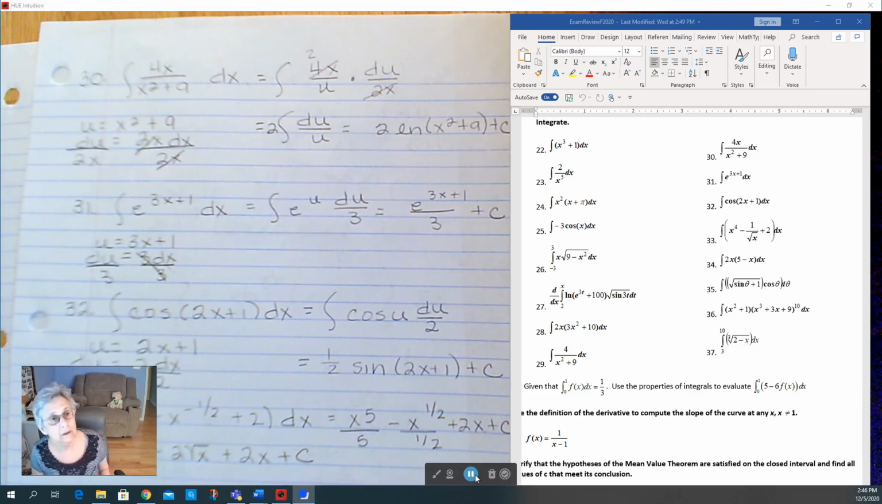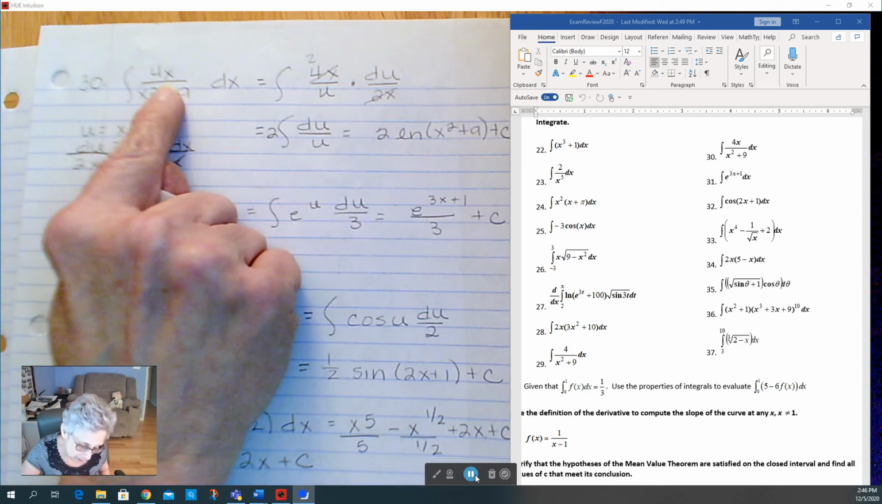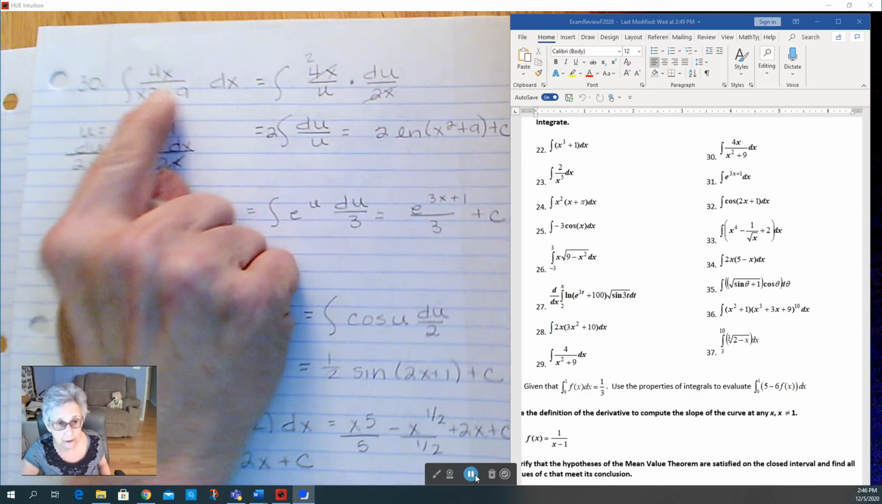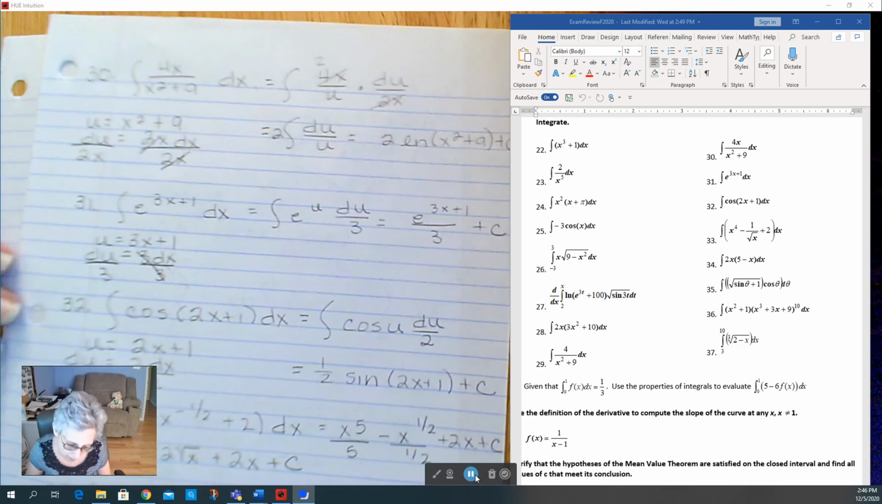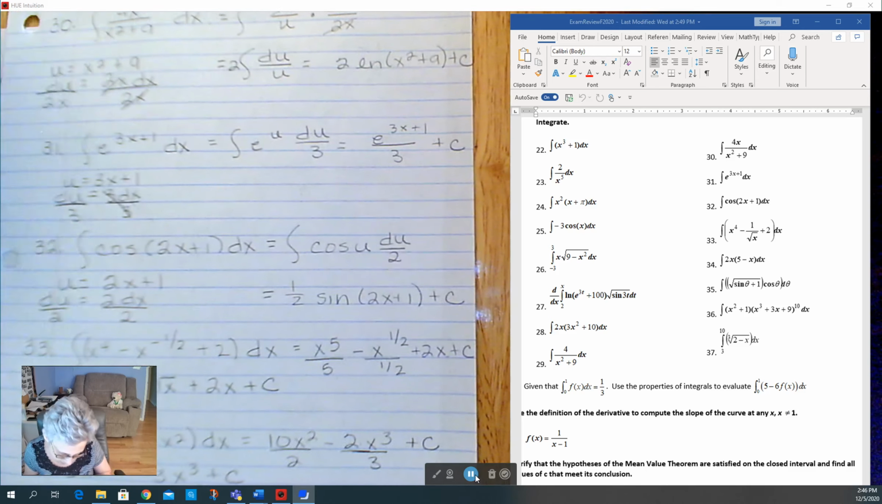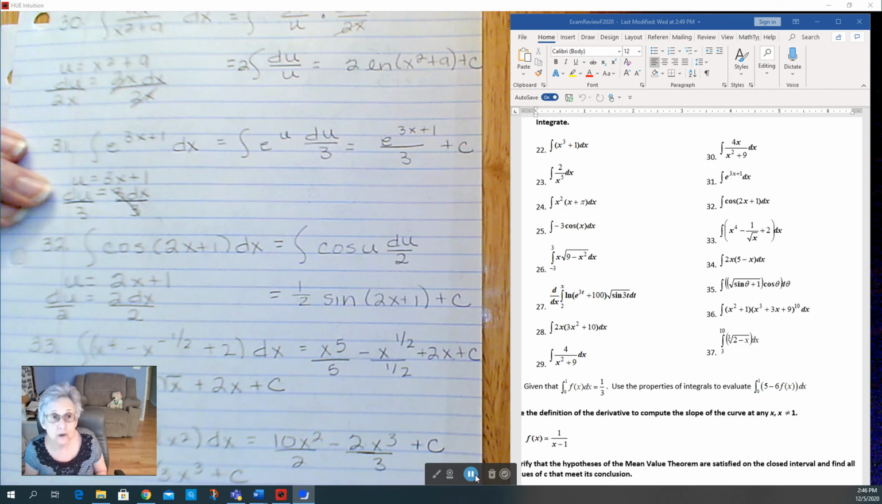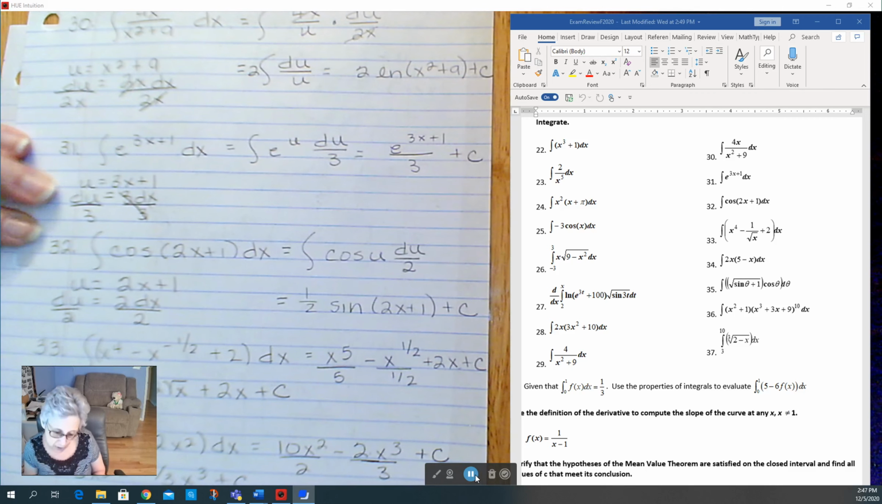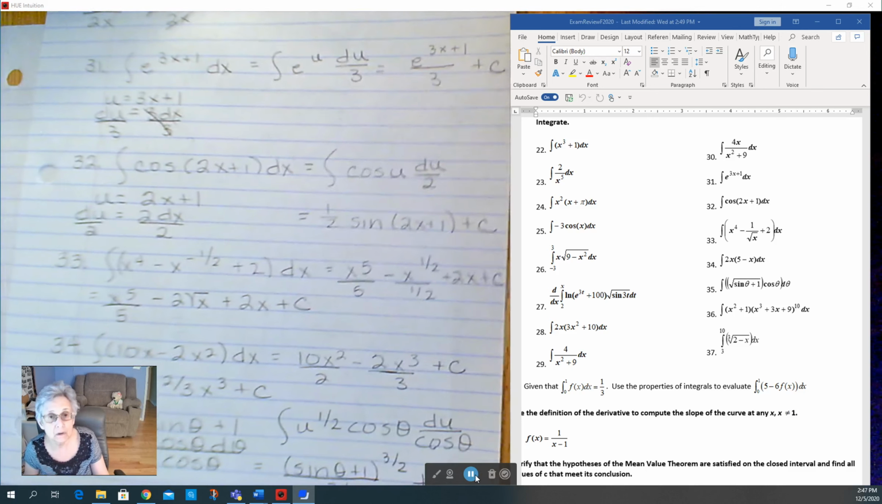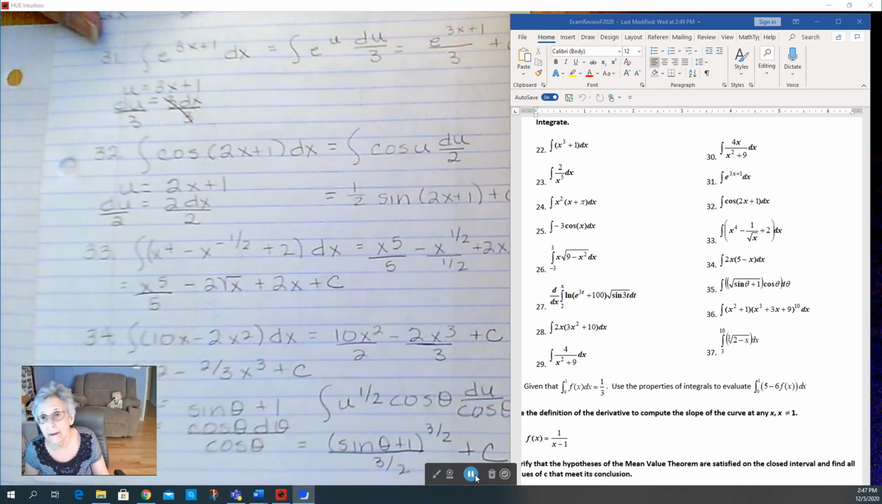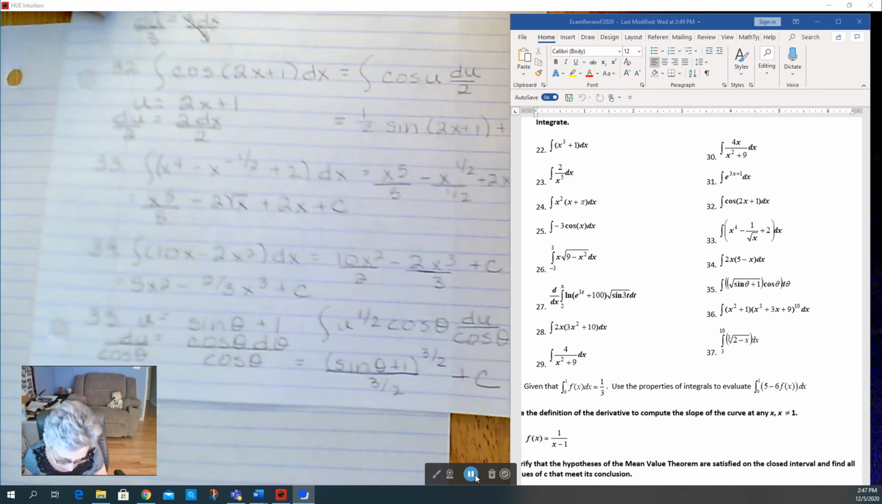Okay, even though 30 looked a lot like 29, 29 was an inverse tangent, 30 is a natural log because of the x on the top. You let u be equal to the denominator, magic happens, voila. Let's see, 31 was a super easy u substitution. As a matter of fact, if you did that substituting in your head, I would not be offended. Same with number 32. If you did that substitution in your head, I would not be offended nor surprised.